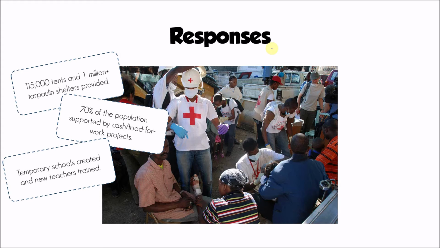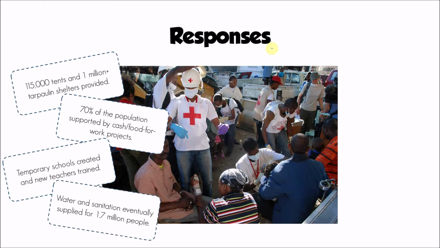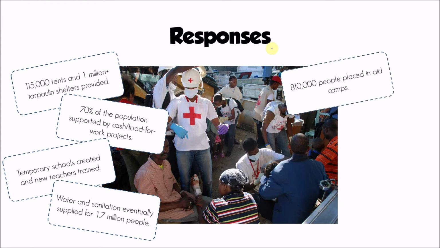NGOs, so non-government organisations, were also very quick to set up temporary schools and to train new teachers, and eventually water and sanitation was supplied for about 1.7 million people. However, in the meantime, a severe cholera outbreak took hold in one of the aid camps and killed a further 10,000 people, spread through poor sanitation and poor hygiene in the cramped living conditions in those camps.